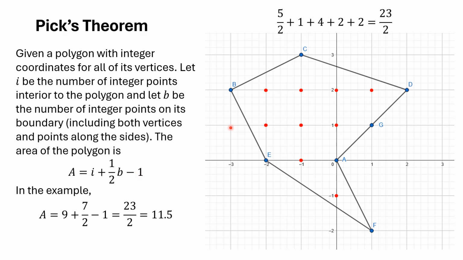So let's look at our example and see if we can compute the area based on this theorem. So first, the interior integer points, 1, 2, 3, 4, 5, 6, 7, 8, 9. We got 9, and then boundary points, integer boundary points, 1, 2, 3, 4, 5, 6, 7, so 7 over 2, and then subtract 1. We get 23 over 2, or 11.5 for the area inside of this based on the theorem.